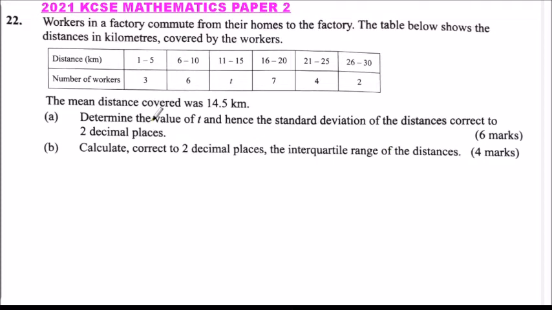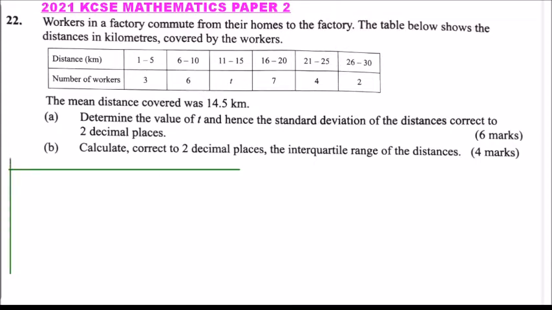So here we need to make a frequency distribution table. Since we have been given the mean, and here we don't have one frequency, which is t, we use a frequency distribution table to be able to determine the value of t. So let's make a frequency distribution table, and that is going to help us to solve this.